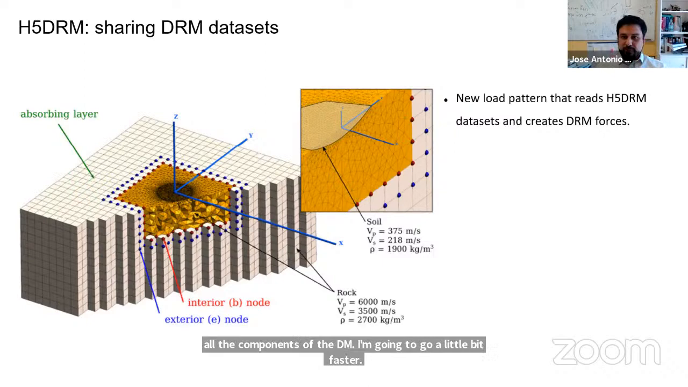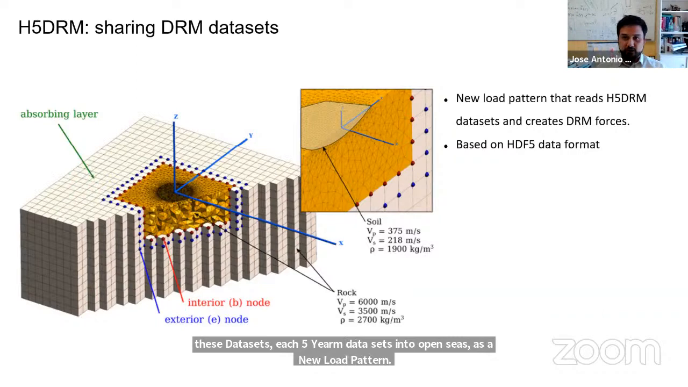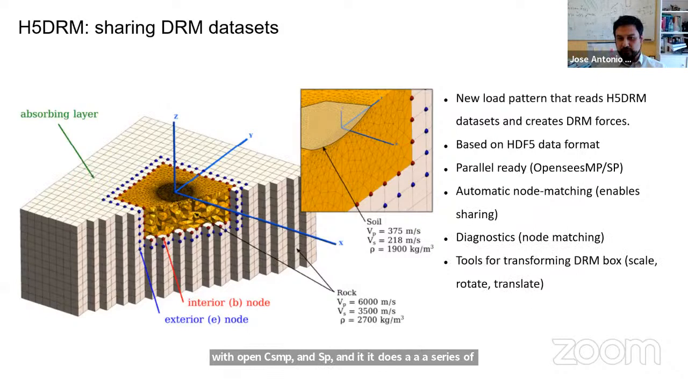We implemented a direct reading of these H5 DRM data sets into OpenSees as a new load pattern. It's based on an HDF5 data format. And the new implementation is ready to be run in parallel with OpenSeesMP and SP. And it does a series of things that you want to have for DRM analysis. So I'm going to show you a little bit of this.